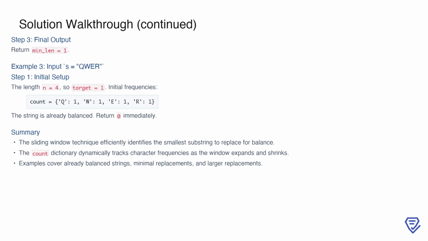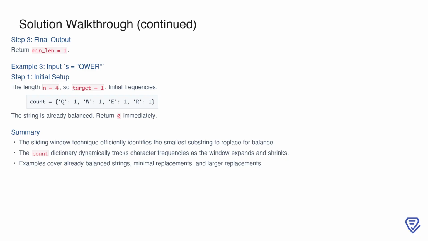In the final example, we analyze the string s equals QWER. The string length is 4, so the target frequency for each character is 1. Using counter, we find that the initial frequencies are Q1, W1, E1, R1. Since the string already meets the target frequencies for all characters, it is balanced from the start. Thus, the function immediately returns 0, as no replacement is required.